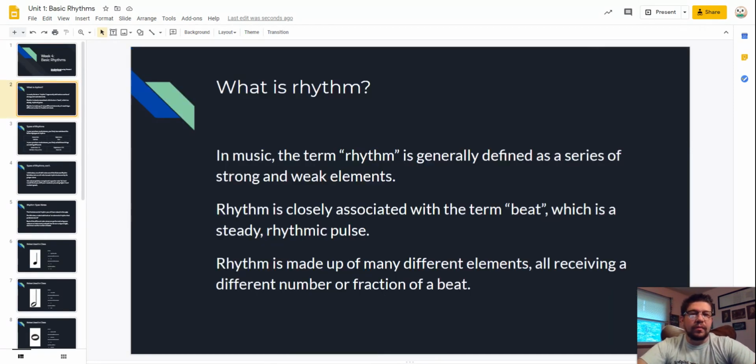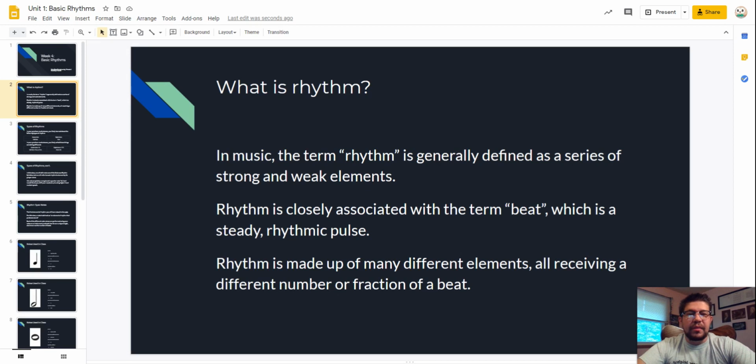What is rhythm? In music, the term rhythm is generally defined as a series of strong and weak elements. That's the definition that we're going to be using. Rhythm is closely associated with the term beat, but they are not the same thing. Beat is a steady rhythmic pulse. It's what you're going to hear to keep all of your rhythms happening at the correct time.